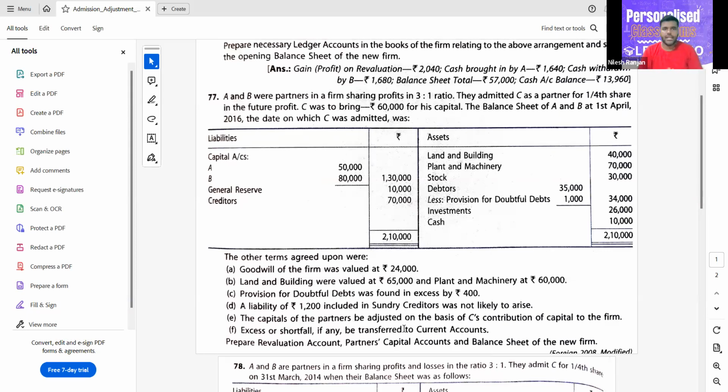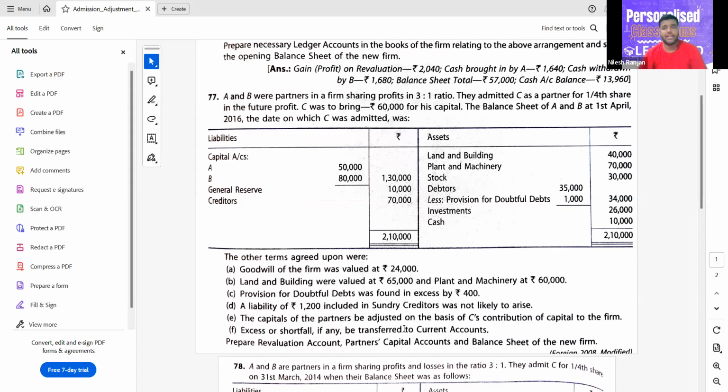A and B were partners in a firm sharing profit in 3:1 ratio. They admitted C as a partner for 1/4 share in the future profit. C was to bring 60,000 for his capital. So C is bringing his capital, and the capital is given in the question. So is this case 1 or case 2? Case 1, because in case 2 there is no information about the new partner's capital.